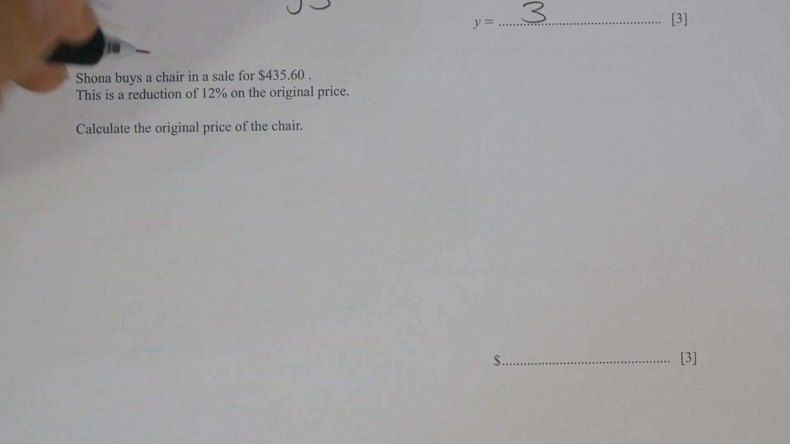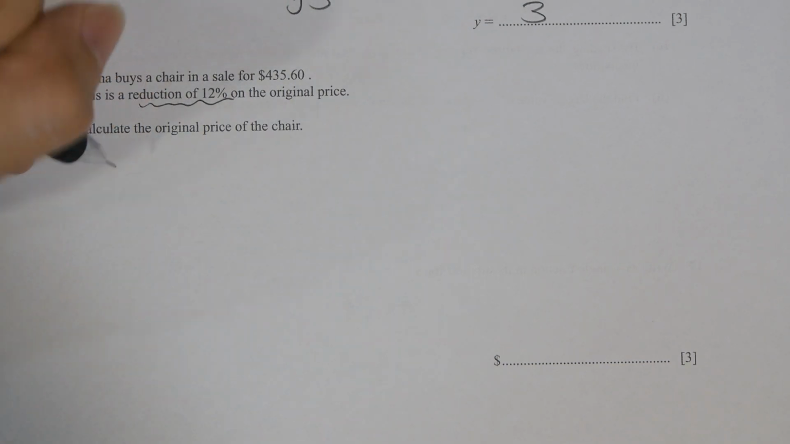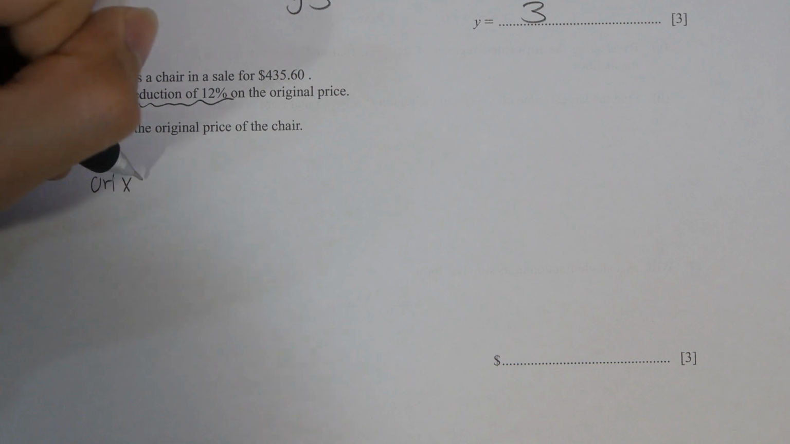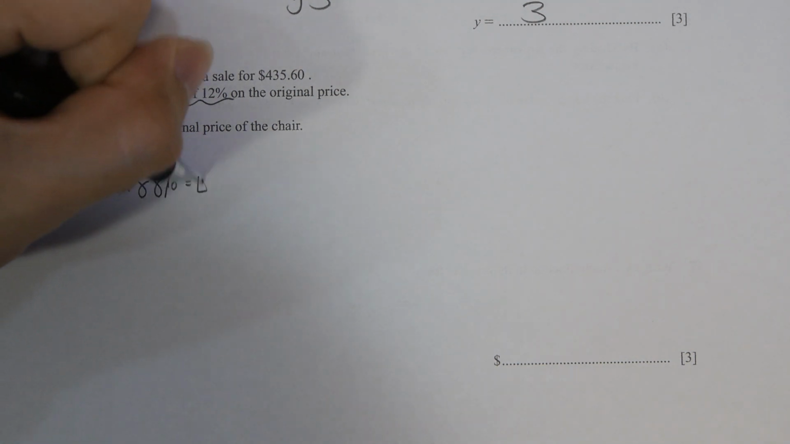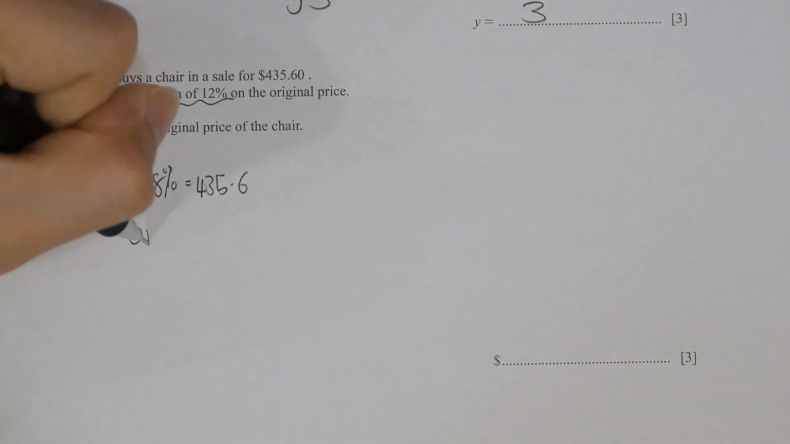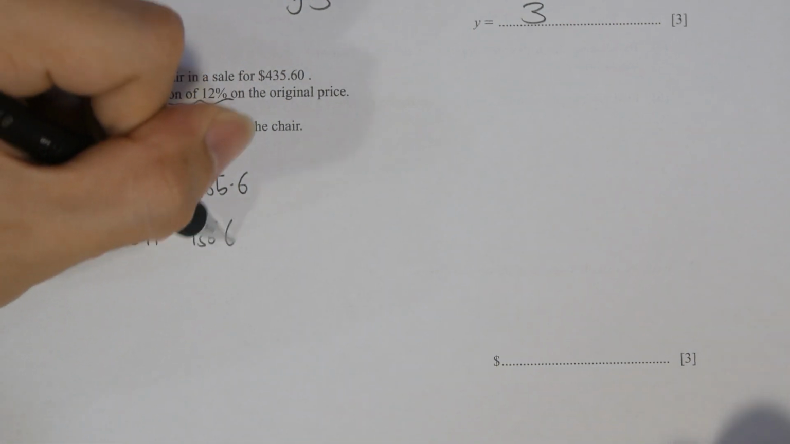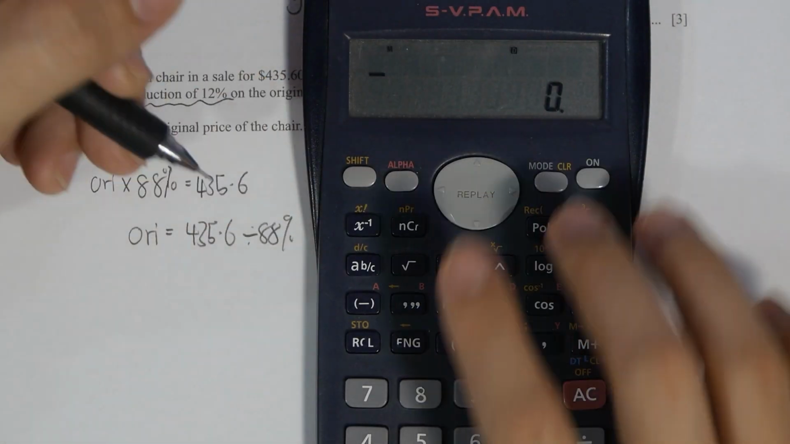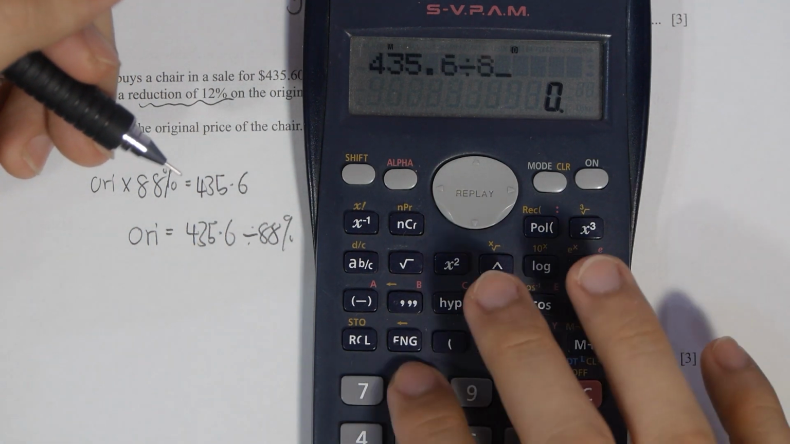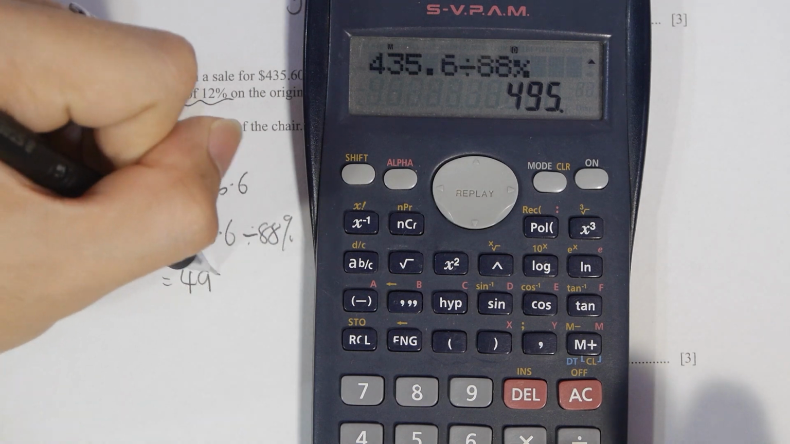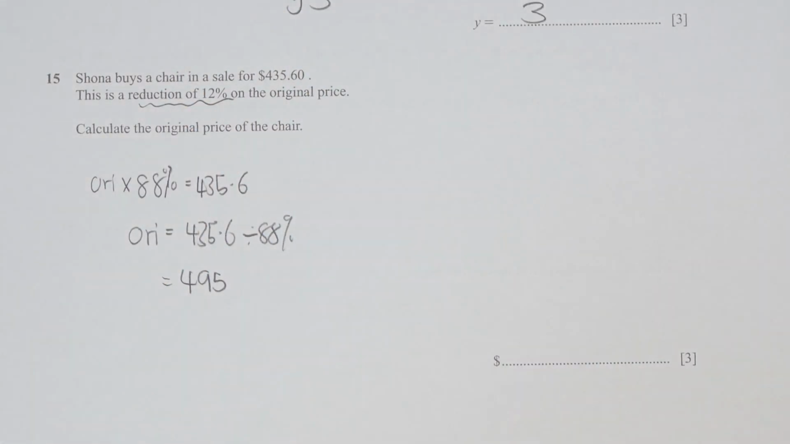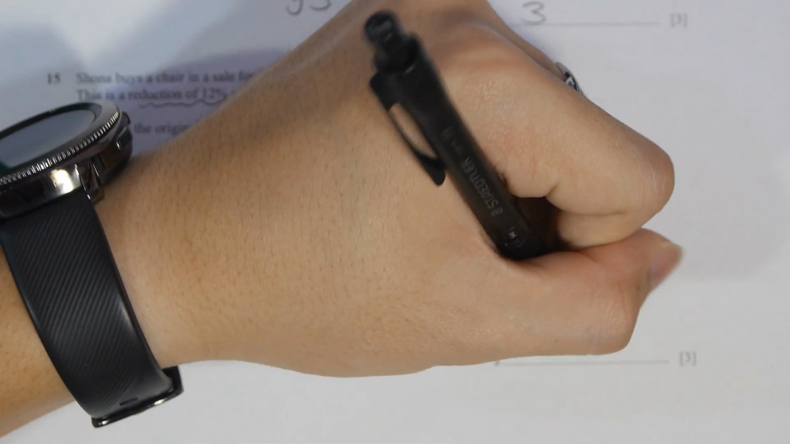Question 15, the tricky part here is the word reduction of 12%, and the price that they gave us is the after one. So original times 88% equals 435.6. Divide it, then you will get 495 as the original price.